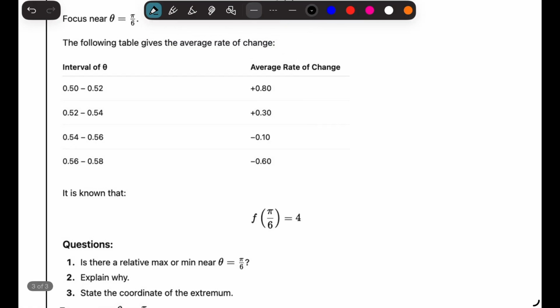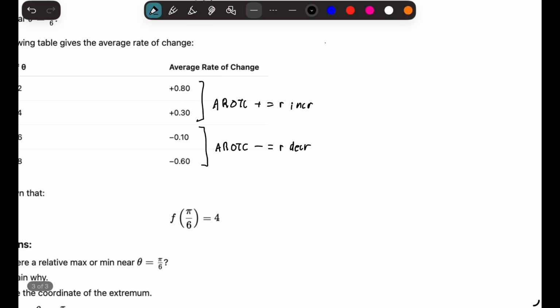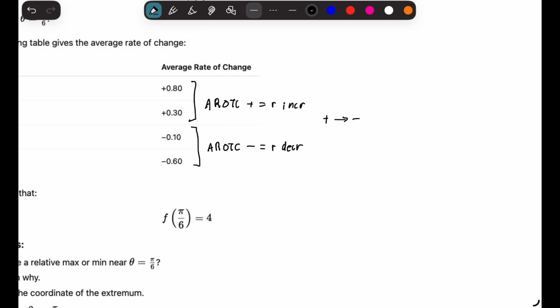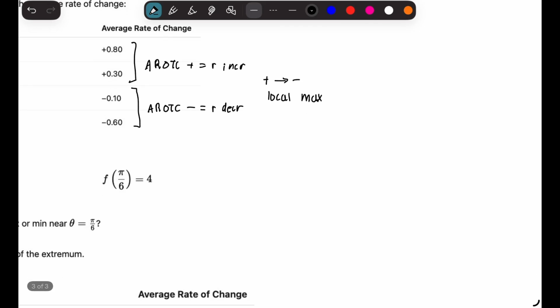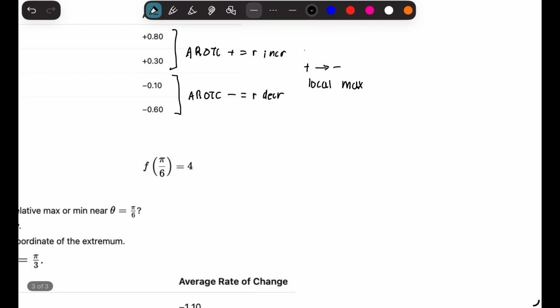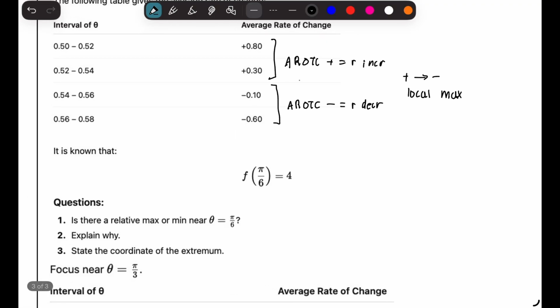So before we go from 0.5 to 0.54, we can see that the average rate of change is positive. Therefore, r is increasing. Now we see that the average rate of change is negative, so r is decreasing. So it goes from positive to negative. Positive to negative means you have a local max. So where does this happen? The sign flips between the interval 0.52 to 0.54 and 0.54 to 0.56.